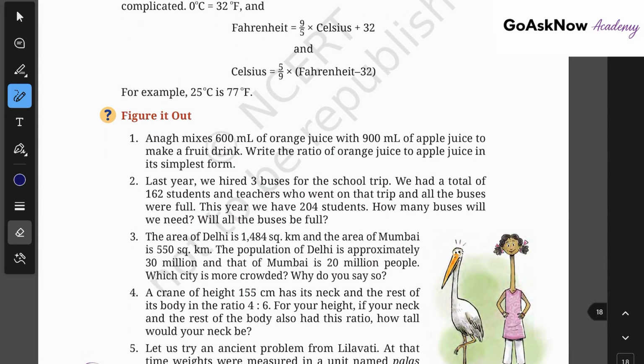Figure it out. Question 1. Anaga mixed 600 ml of orange juice with 900 ml of apple juice to make a fruit drink. Write the ratio of orange juice to apple juice in the simplest form. So the ratio we know is 600 to 900. This can be simplified to 2:3, as each can be divided by 300.